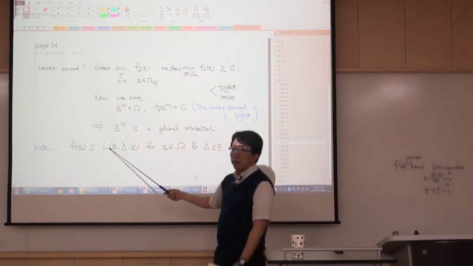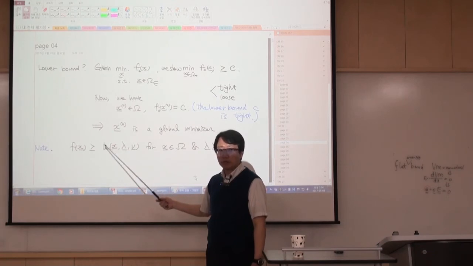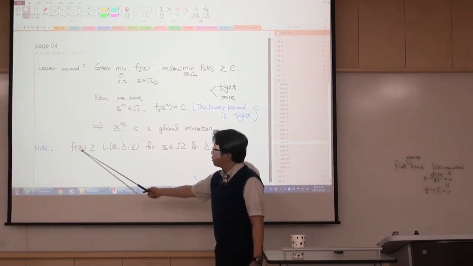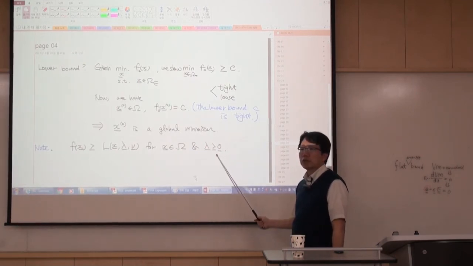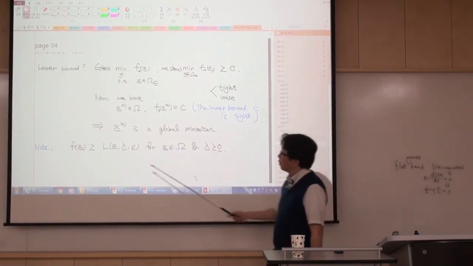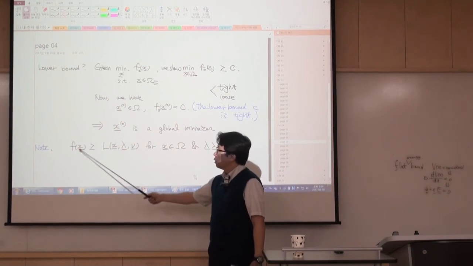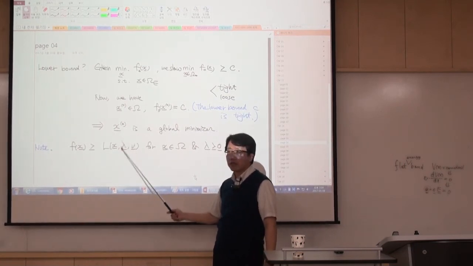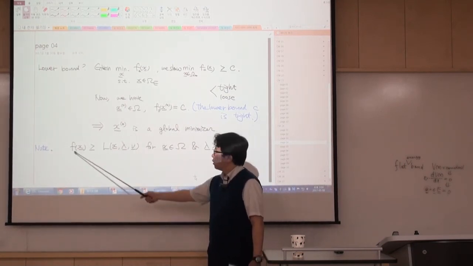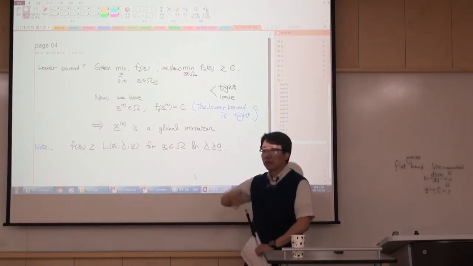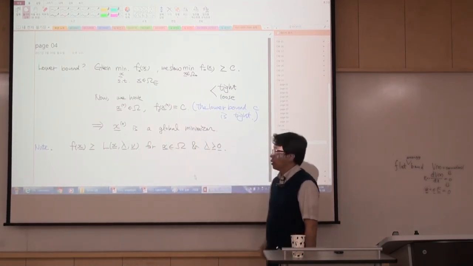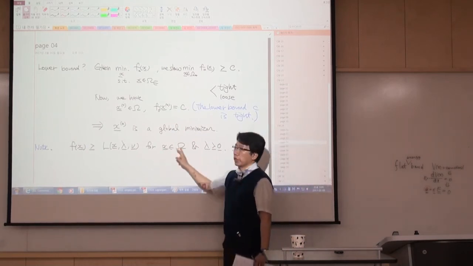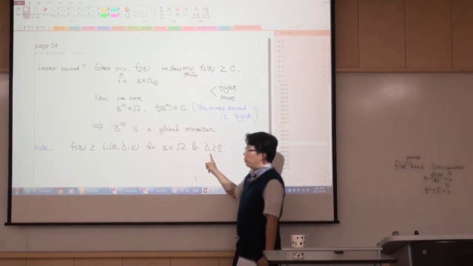So the Lagrangian has an interesting property. If x is feasible and lambda is a vector greater than or equal to 0, then as a function of x, it is a kind of smaller function than f(x) at any x in omega. Got it? Nu can be arbitrary.